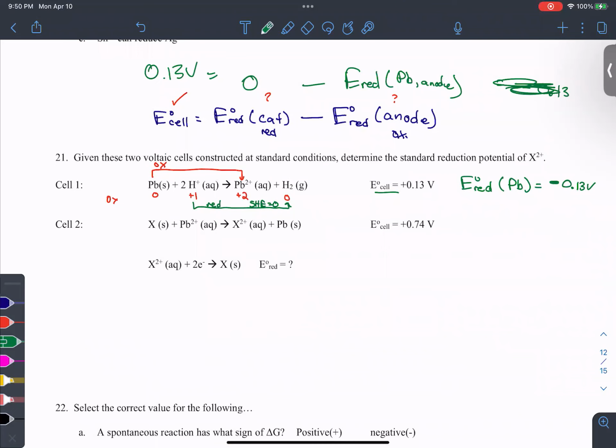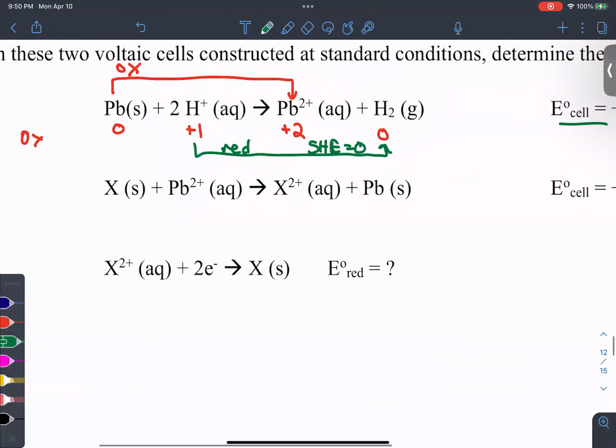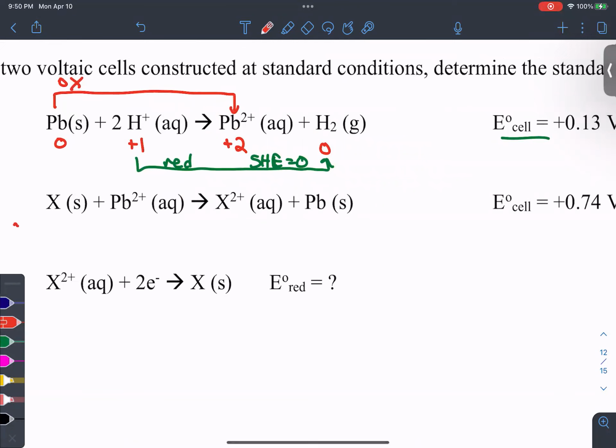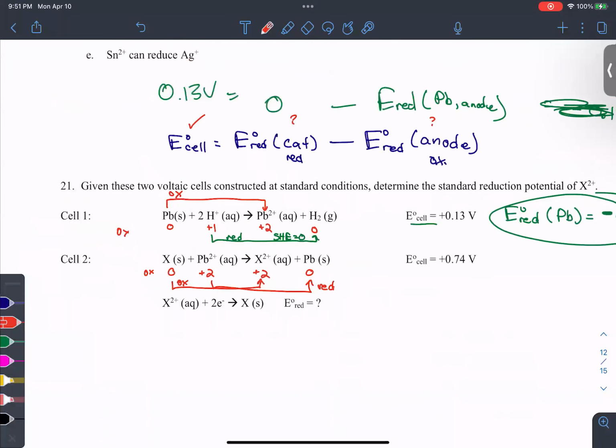Okay, we're going to keep this piece of information in our back pocket, because what is used in the second cell? Lead again, yes. But is lead the anode? No. Now that we have that piece of information, we just need to put it in the appropriate spot. So we do the same exact thing again, get our oxidation numbers. 0, X, lead 2 plus, 2 plus, 0. So now lead is actually being reduced, and X, our mystery substance, is being oxidized.